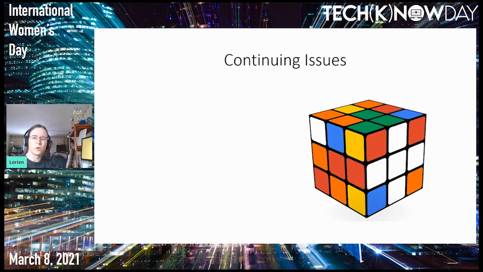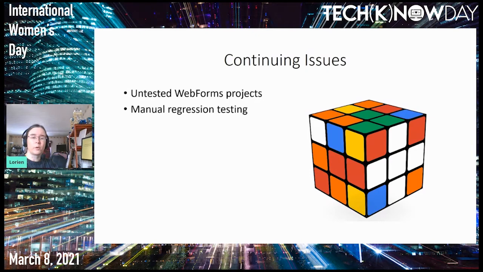There were still some issues, of course. We didn't change all of our projects at once, so those untested web forms projects were still hanging out there. All of our regression testing was still being done manually. We didn't really have a good strategy either for balancing long-term projects like new feature development with short-term projects like small upgrades and bug fixes.